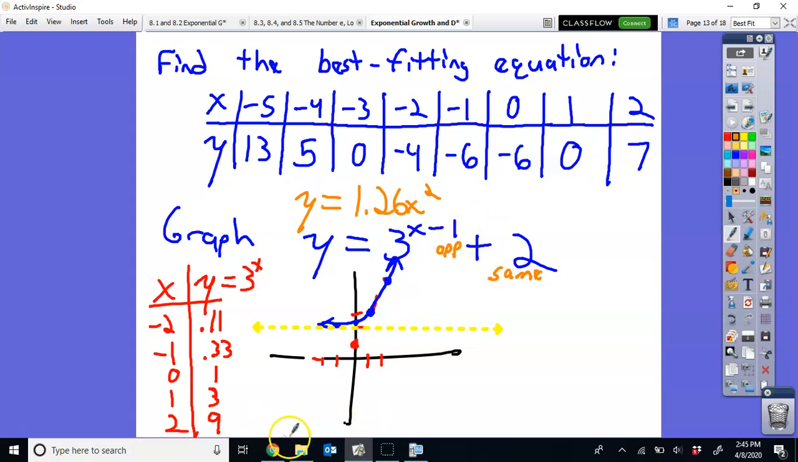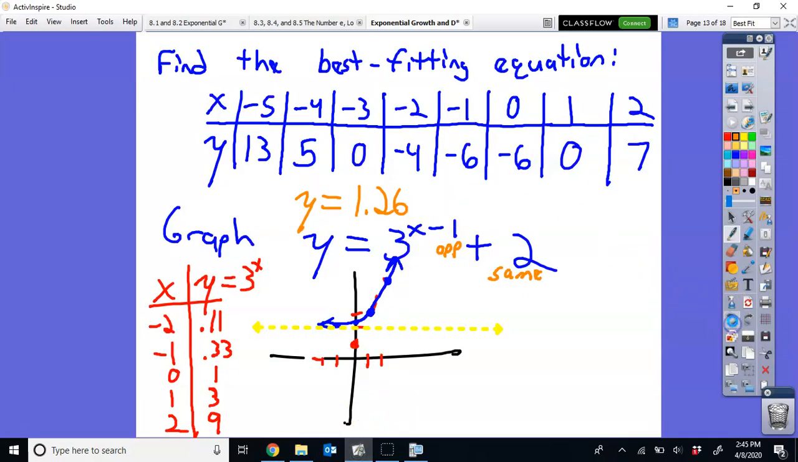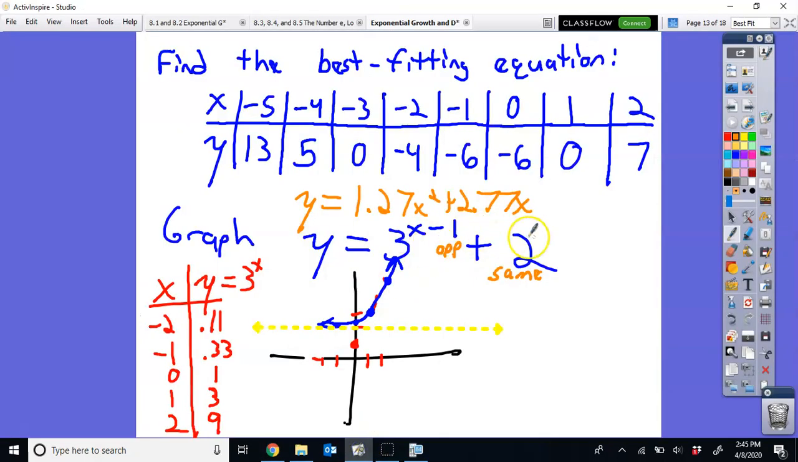1.26x squared, 2.77x, and then I believe the last one was minus 4.23. So minus 4.23. So be careful. Anytime I give you one of these tables, it doesn't mean it's automatically going to be an exponential function. You still have to remember all the other functions.